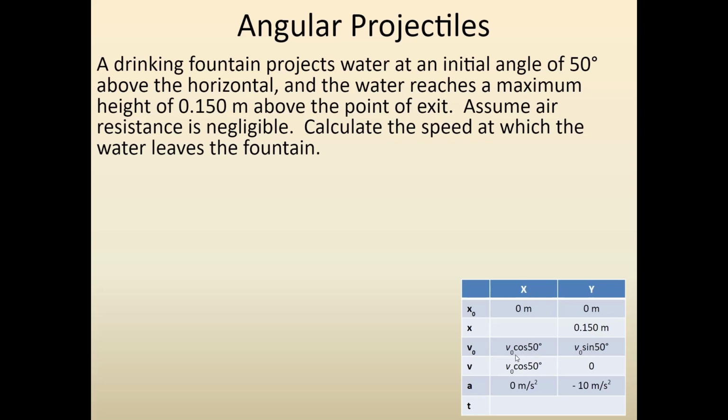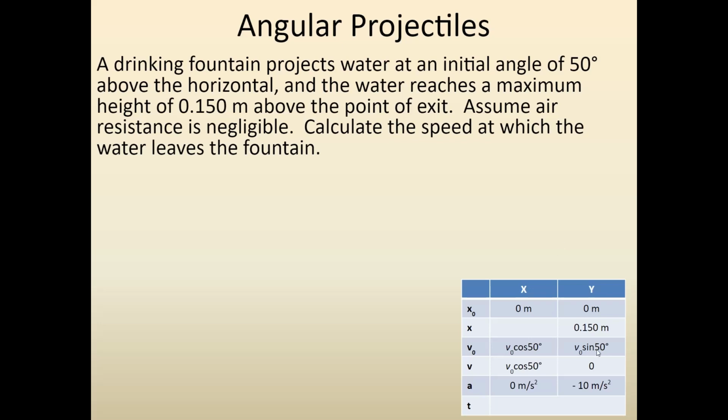Honestly, my recommendation is I would even get rid of the cosine 50 and sine 50 because that's annoying. I would actually plug that in as 0.64 times V naught, or 0.64x.